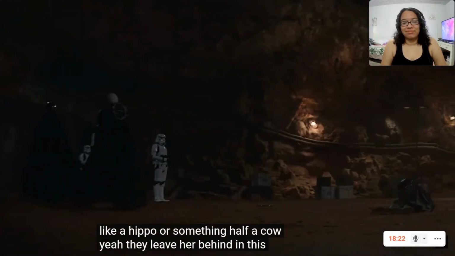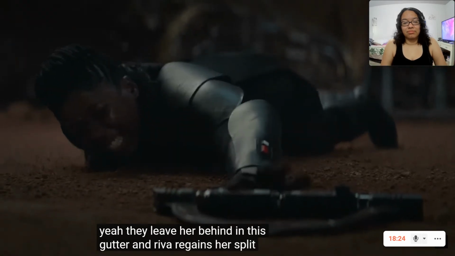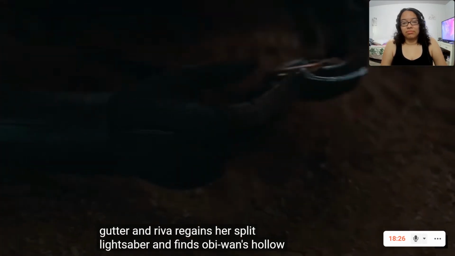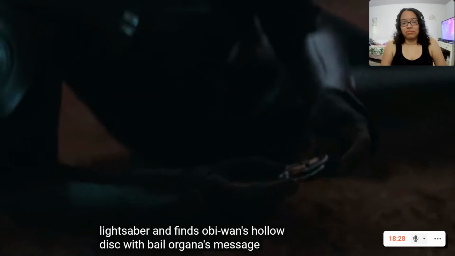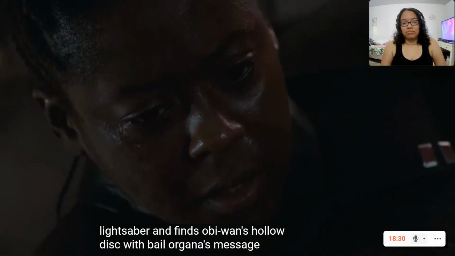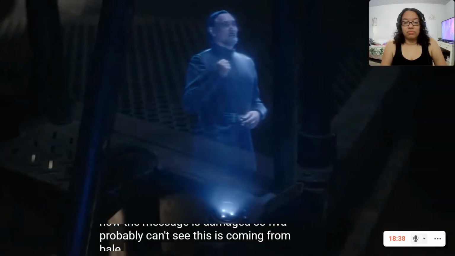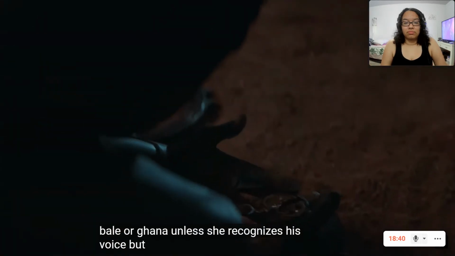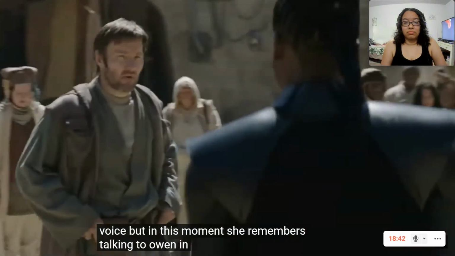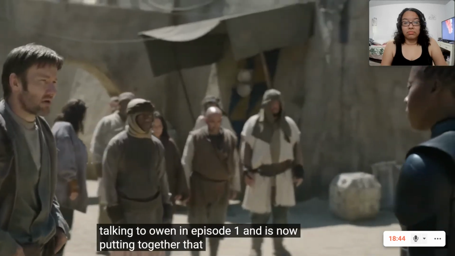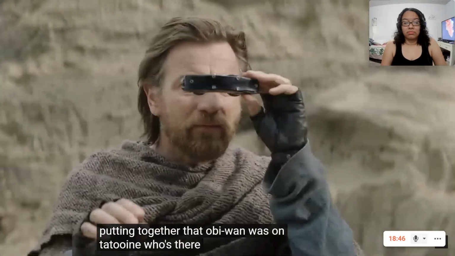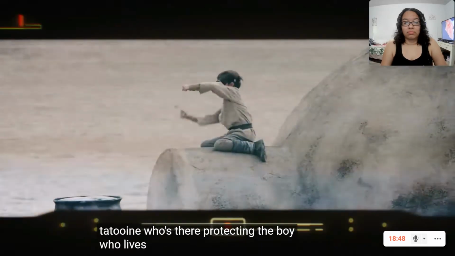Yeah. They leave her behind in this gutter, and Reva regains her split lightsaber and finds Obi-Wan's holodisc with Bail Organa's message. "If he's learned of the children, I'll head to Tatooine. Owen, help the boy." Now the message is damaged, so Reva probably can't see this is coming from Bail Organa unless she recognizes his voice, but in this moment she remembers talking to Owen in episode 1 and is now putting together that Obi-Wan was on Tatooine. He was there protecting the boy who lives under Owen's roof.